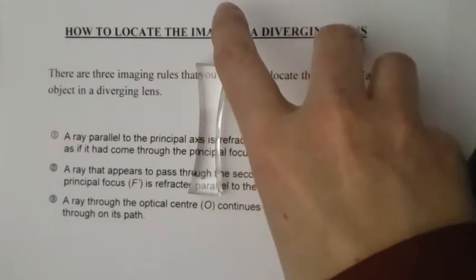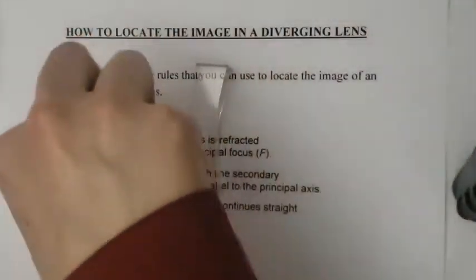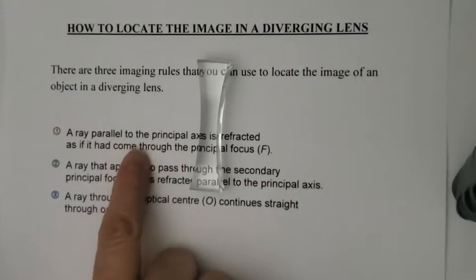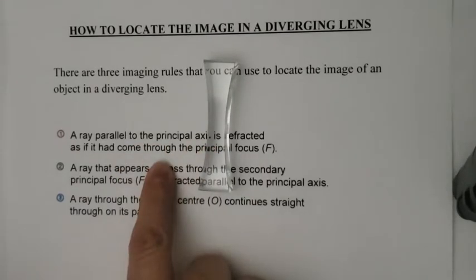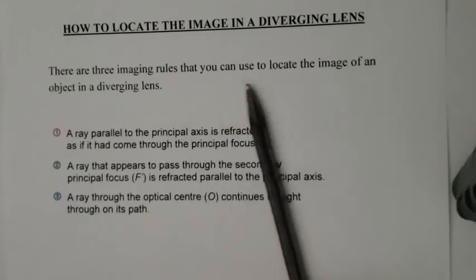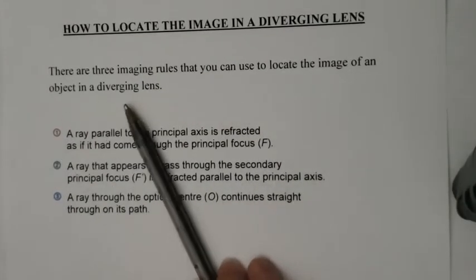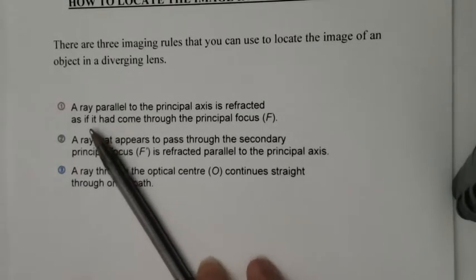So it spreads out. That means if it's spreading out on this side, if I extend those this way, the primary focus is going to be on the left side. So whenever we have diverging lenses, the primary focus will be on the left side. So there's 3 image rules you can use to locate the image in a diverging lens. And what we'll find is these rules are all very similar.